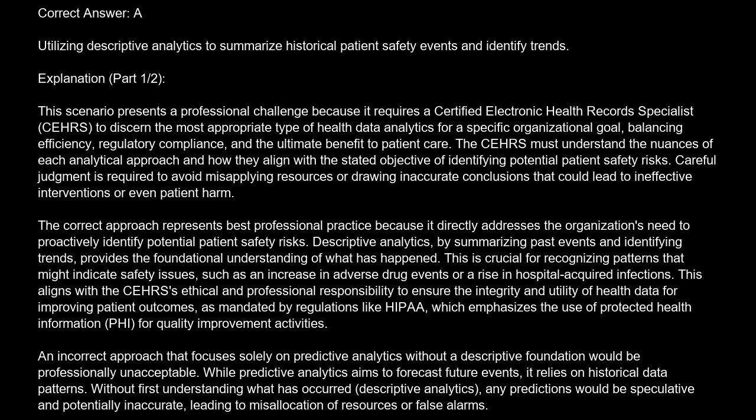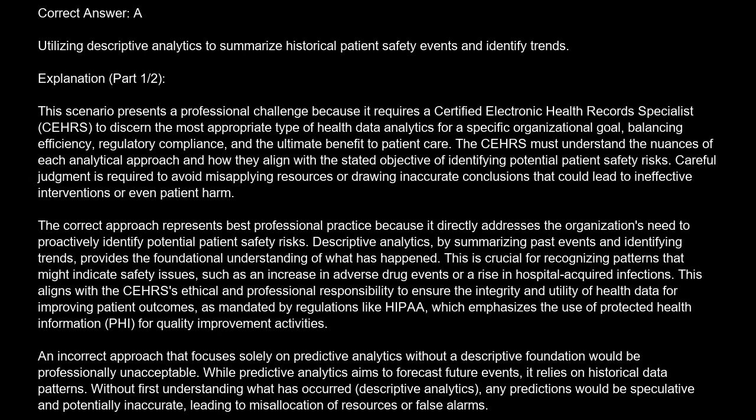Explanation. This scenario presents a professional challenge because it requires a certified electronic health record specialist, SAERS, to discern the most appropriate type of health data analytics for a specific organizational goal, balancing efficiency, regulatory compliance, and the ultimate benefit to patient care. The SAERS must understand the nuances of each analytical approach and how they align with the stated objective of identifying potential patient safety risks. Careful judgment is required to avoid misapplying resources or drawing inaccurate conclusions that could lead to ineffective interventions or even patient harm.